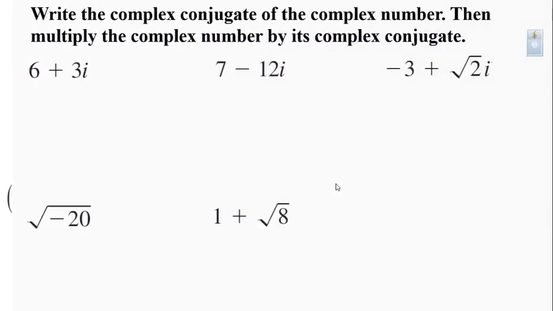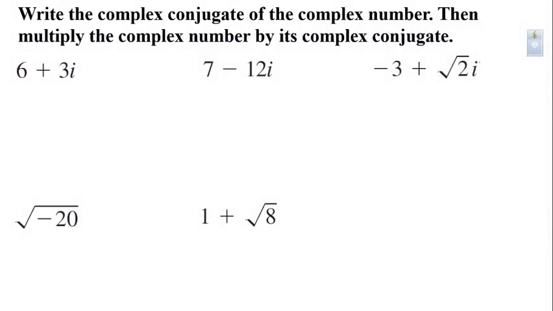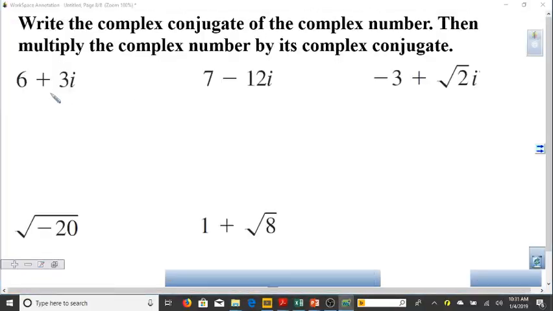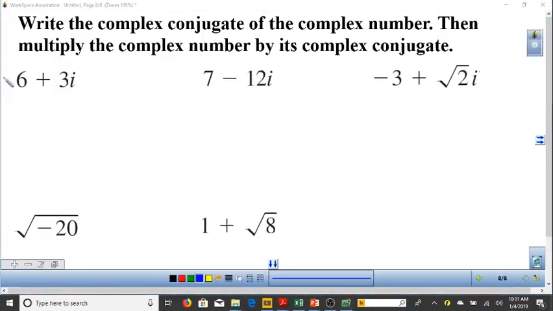And that is how we multiply, add, and subtract. Now, these examples simply say write the complex conjugate of the complex number, then multiply the complex number by its conjugate. So let's see. I'm going to call this complex number z. So let's say z is that. So z conjugate is simply 6 minus 3i.